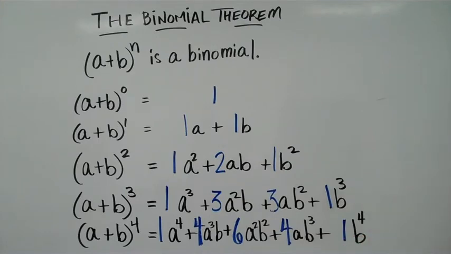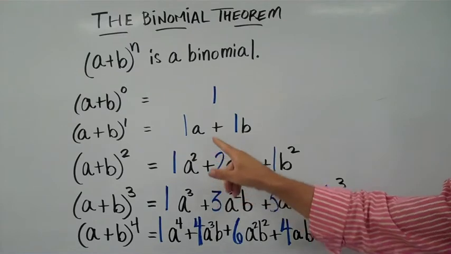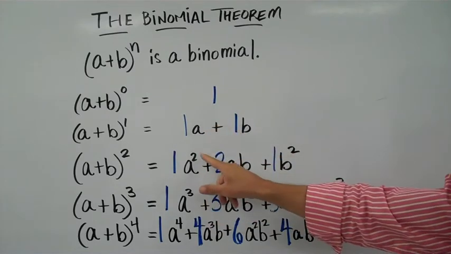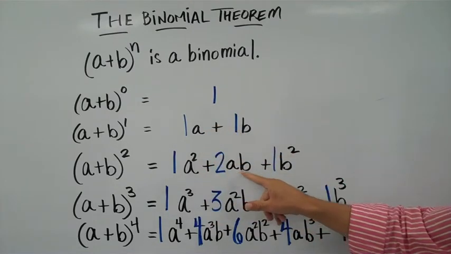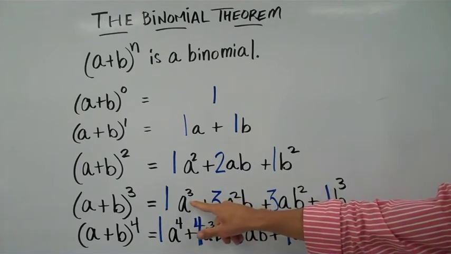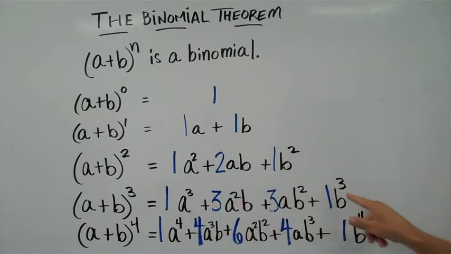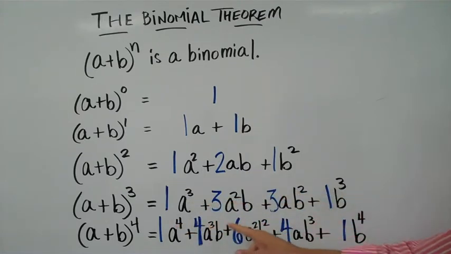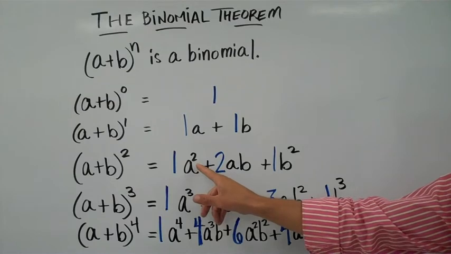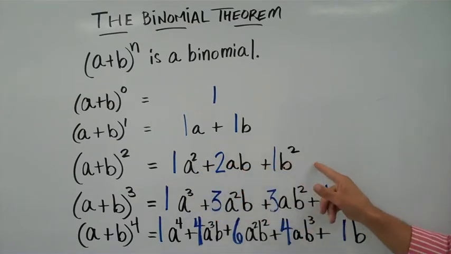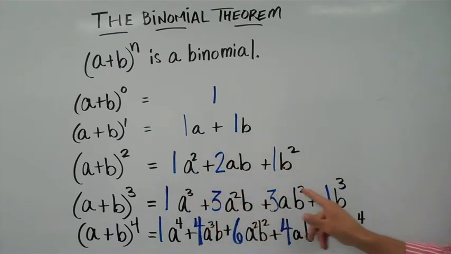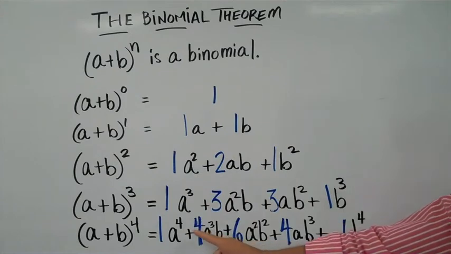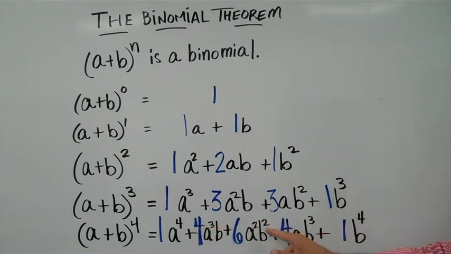Let's look at what's happening to the a term, or the first term. It goes a to the 1, then a squared, a to the 1, a to the 0. A cubed, a squared, a to the 1, a to the 0, a to the fourth, a to the third, a squared, a to the 1, a to the 0. Let's look what happens to the b term. Here we have b to the 0, b to the 1, b squared. B to the 0, b1, b squared, b cubed. B to the 0, b1, b squared, b cubed, b to the fourth.